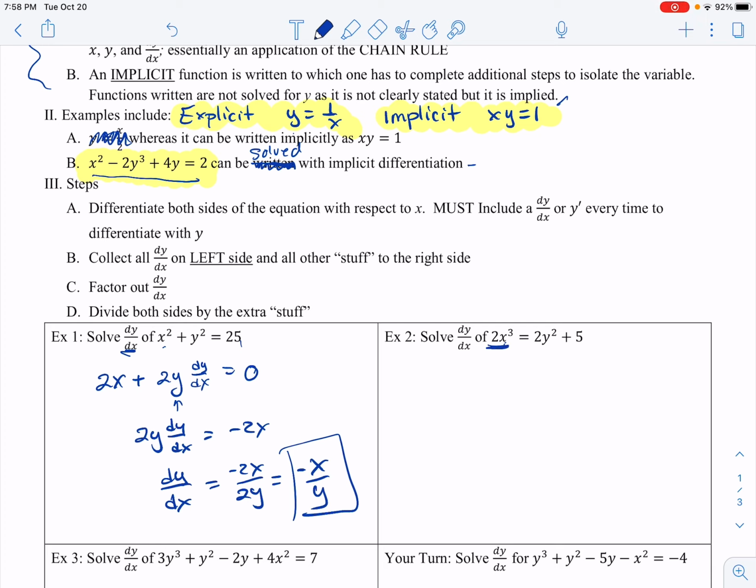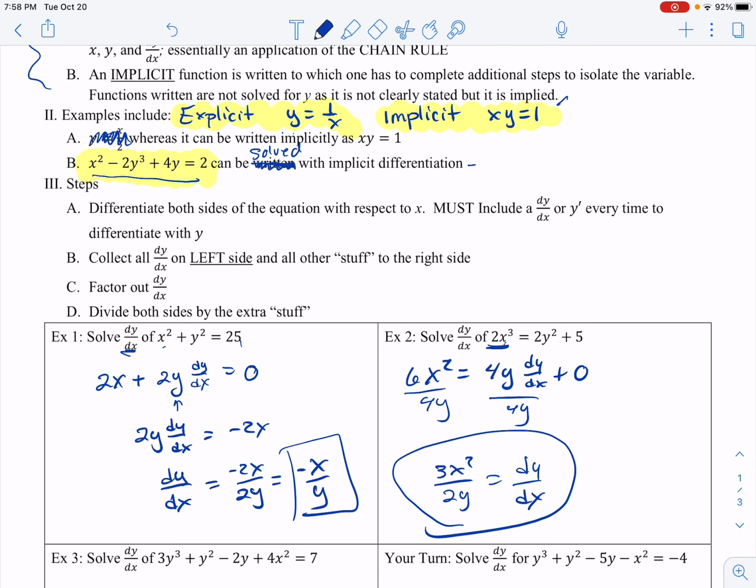This only has x's in it, so it's 6x squared. This is 4y dy/dx plus 0. Solve for dy/dx, you divide by 4y, and that becomes 3x squared over 2y equals dy/dx. It's the derivative of that function in terms of x. It happens to have a y in it. All right?